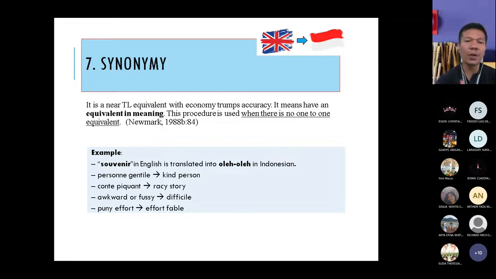Okay, persona gentil in French, in English, we transfer this phrase into kind person. Conte piquant, we transfer this phrase into racist, sorry, in English. Awkward or fussy in English, we transfer into French by using the word facile, yeah. Okay, so we directly find the synonym or the similar meaning in the target text.